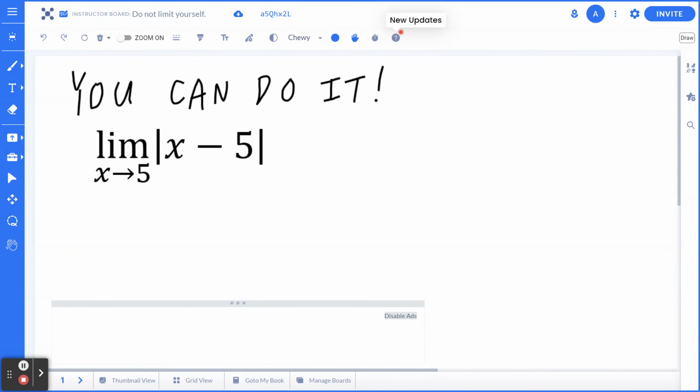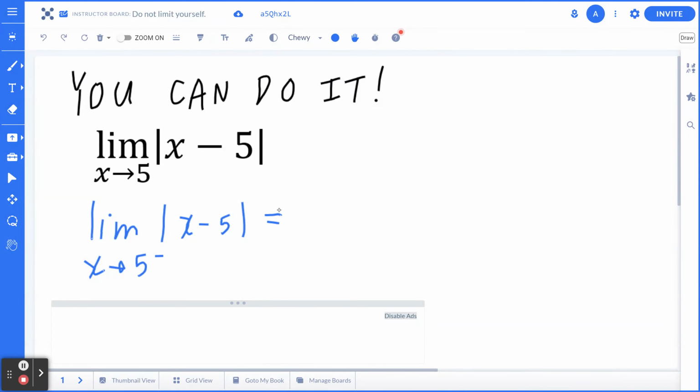Hi everyone, let's take a look at the following limit. Find the limit of the absolute value of x minus 5 as x is approaching 5. Step number 1. Whenever you do a limit, ideally you think about the left limit and the right limit in order for a limit to exist.